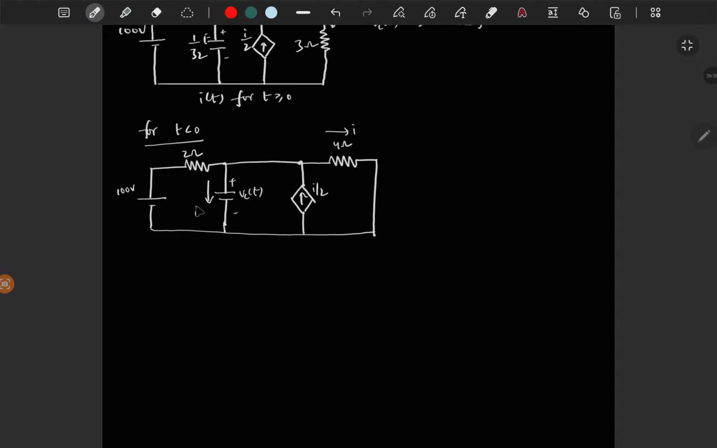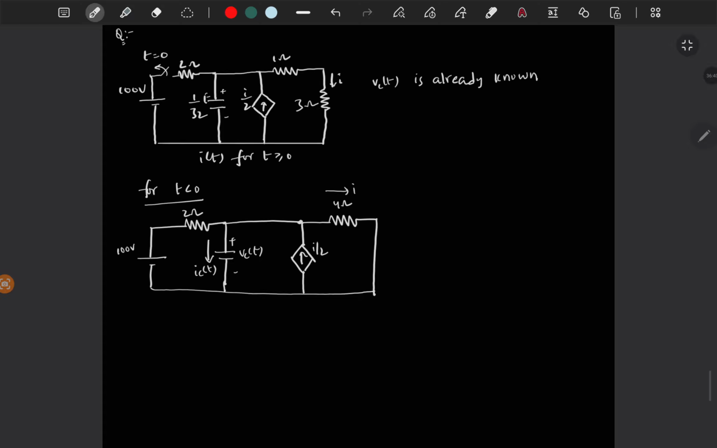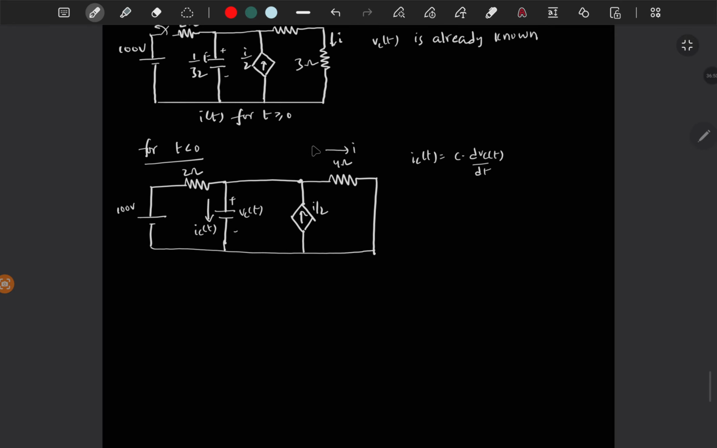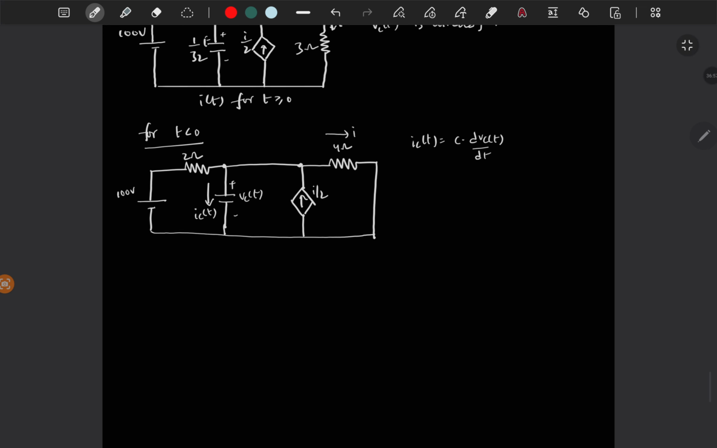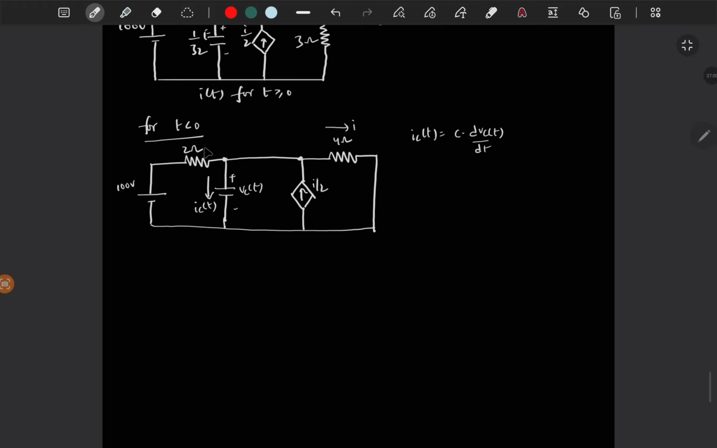Since this is VC of t, we also know IC of t, because IC of t is C times dVC of t by dt. So you know IC of t, and if it is VC of t, then just simply apply nodal analysis here. So what is this current? This current is VC of t minus 100 by 2 ohms.